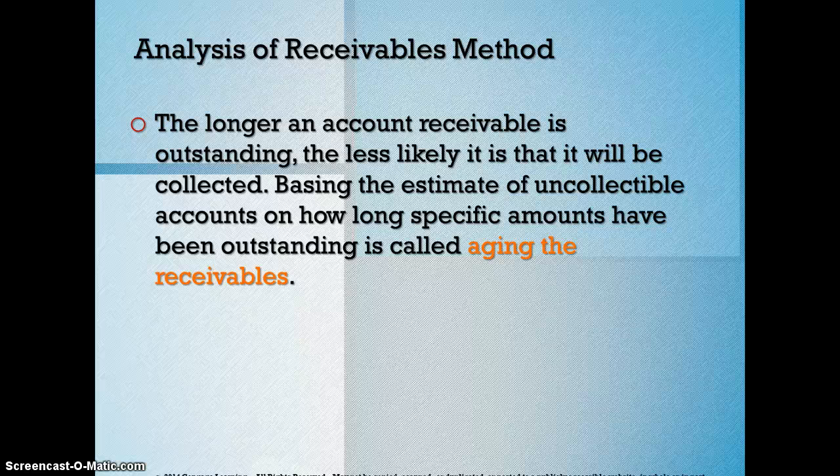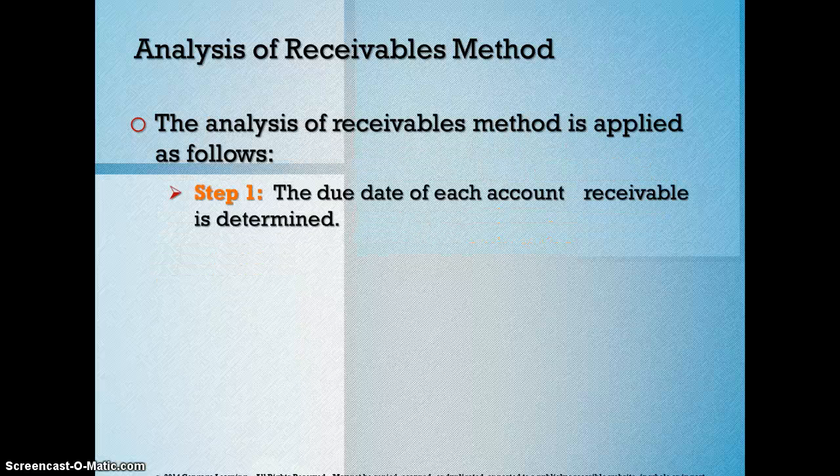Okay, our other method is the analysis of receivables method, where we will do what we call an aging of receivables. It's where we just literally list all of our customers, what their balance is, and how many days past due or not past due that they are.